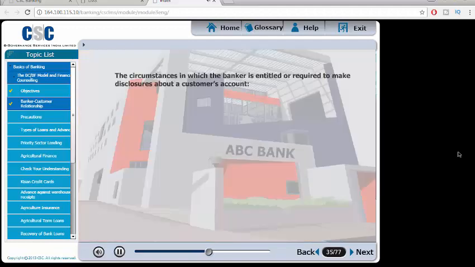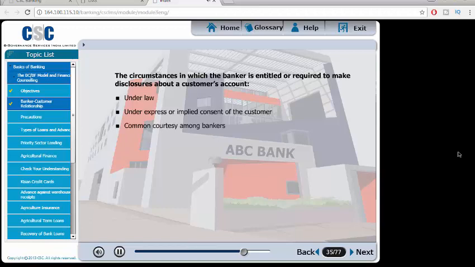However, under the below circumstances, the banker is entitled or required to make disclosures about a customer's account. Under law, under express or implied consent of the customer, common courtesy among bankers, disclosure in the bank's interest, disclosure in public or national interest.